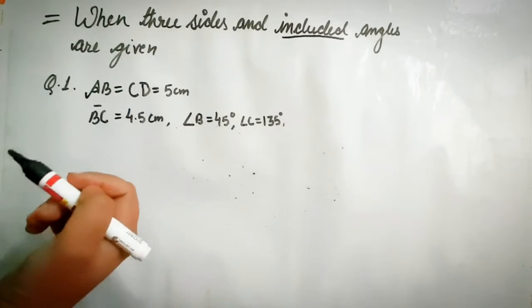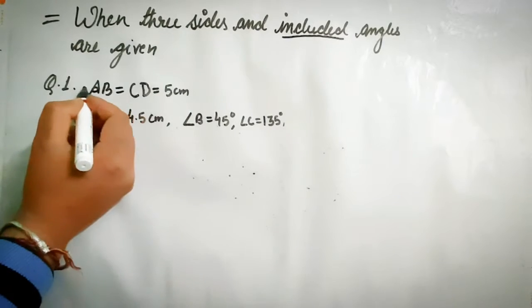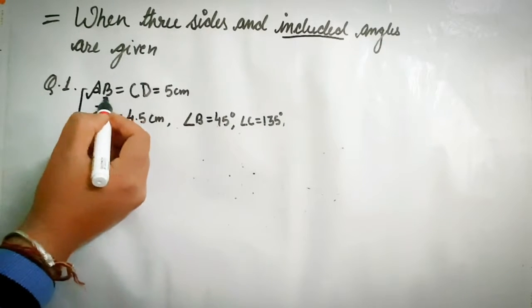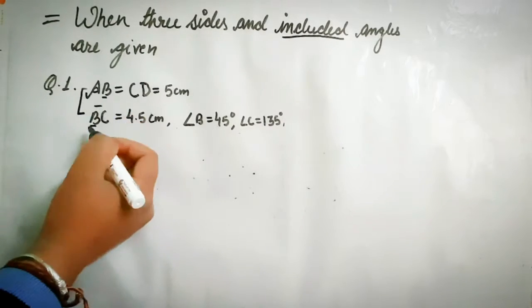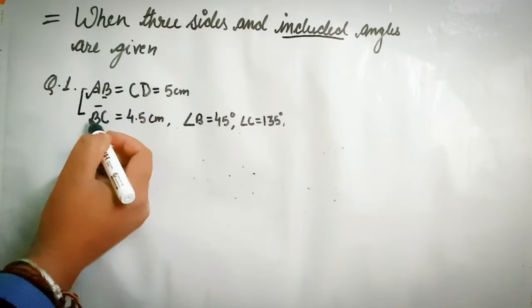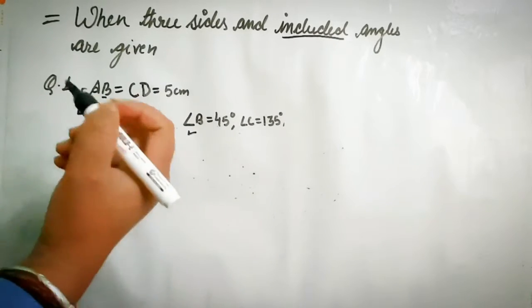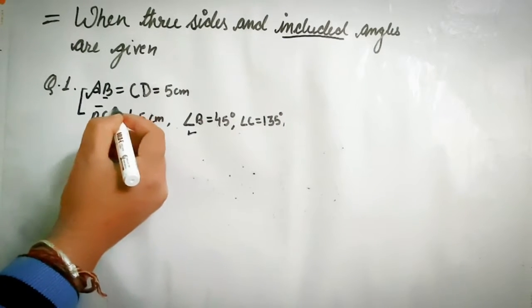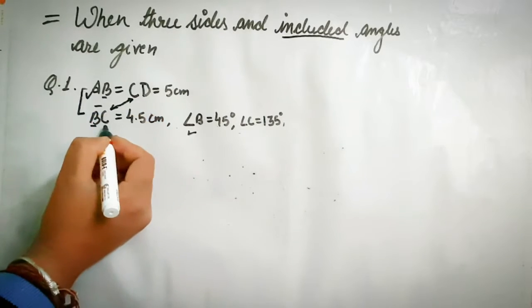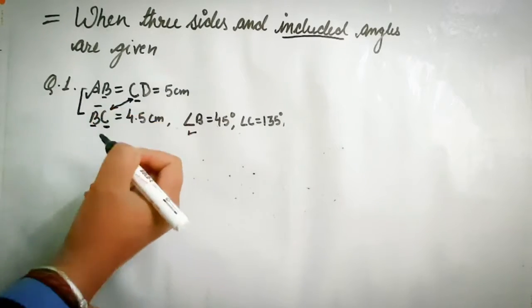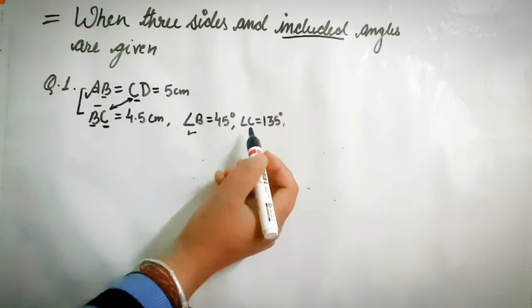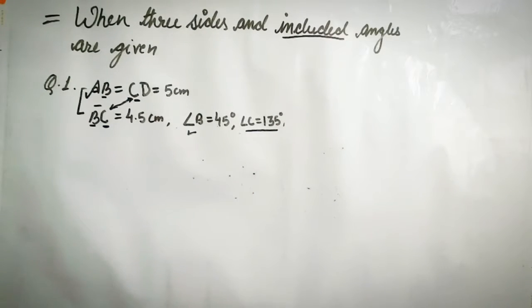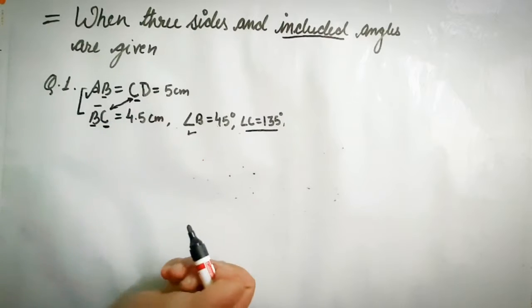Then what are included angles? If we are taking side AB and BC, their common angle will be angle B, because their common vertex is B. So angle B will be included angle. So angle B is given. Then BC and CD are given. Second pair is BC and CD, and you can see their common vertex is C, means angle C must be given. So angle C is equal to 135 degree. So angle C is called included angle.